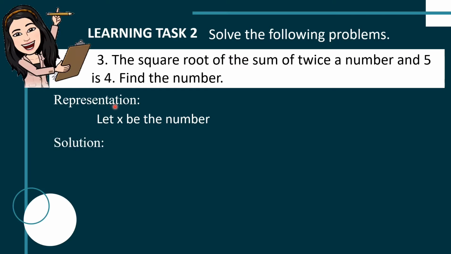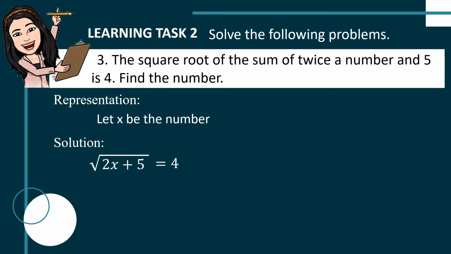So, the solution will be the square root, which means inside the square root is the sum of twice a number. Okay? Sum of twice a number. When we add twice a number, that would be 2x, right? And 5, the twice a number and 5, that is what we add, is equal to 4. So this will be our equation, our formed equation. We have a square root of the sum of 2x or twice the number and 5. And this is equal to 4. So this is our equation.